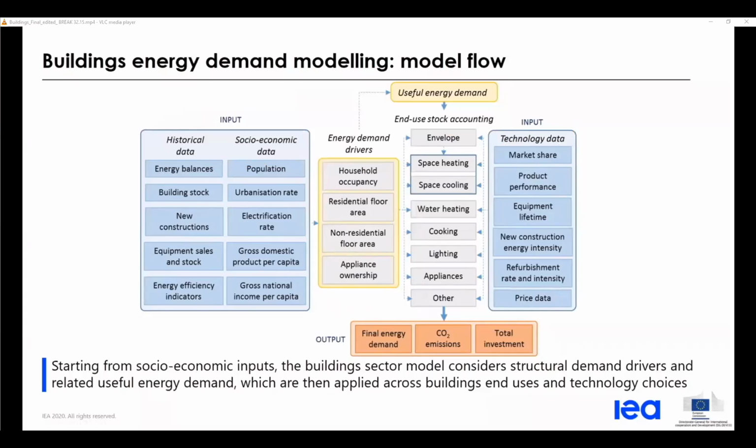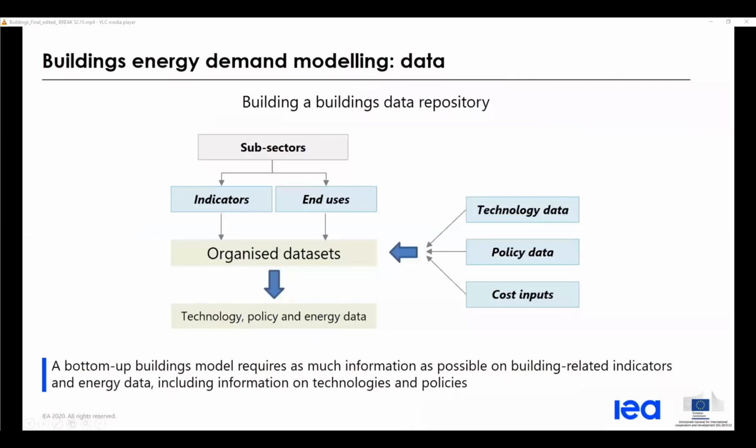If we look in more details at the structure of a building model, we see that we have different parts that make up the model. The first part includes all the inputs that are needed to do the modeling. As we've just seen, we need a lot of data inputs, as data are essential for energy models.